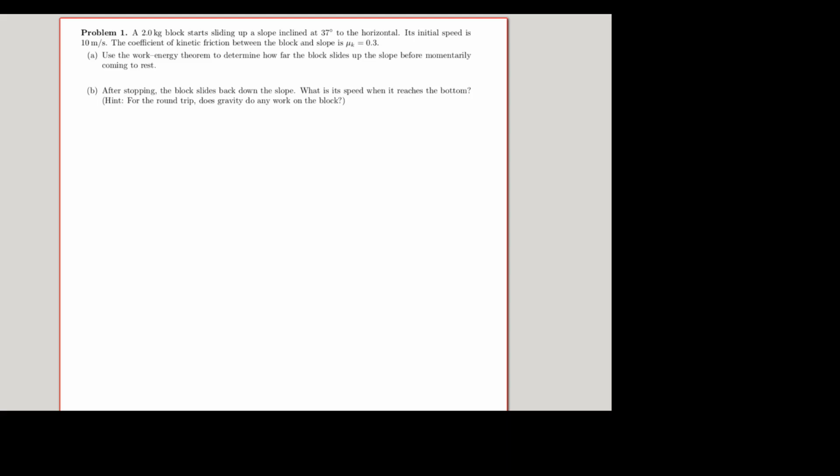All right, this is problem 1 of homework 10. So here we've got an object sliding up a ramp. So there's the ramp. We know the object's path. It starts at the bottom, it slides up, and then it comes back down. So it's going to travel in some path like that. I'm going to label places in this motion as A, B, and C.